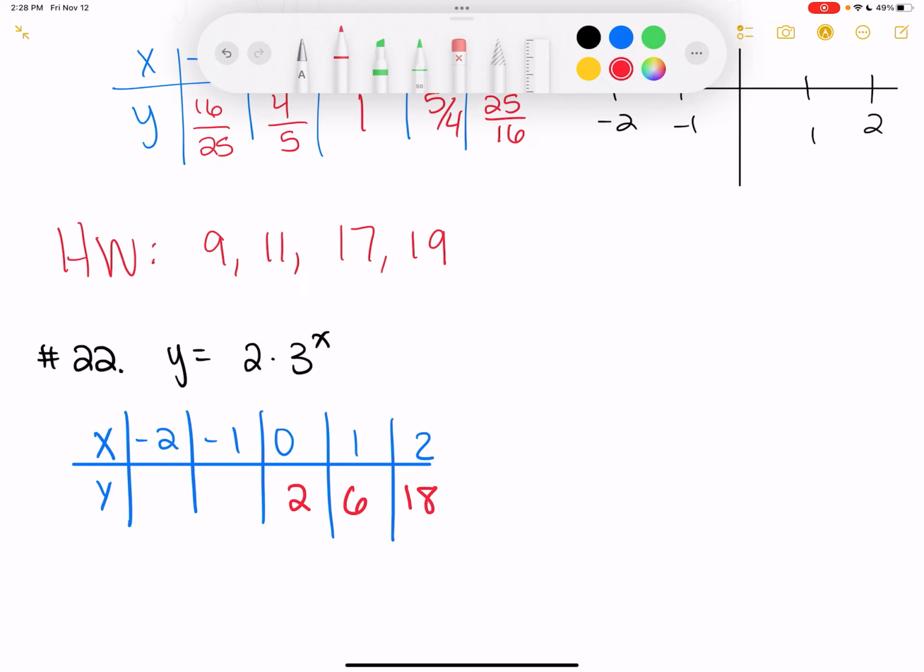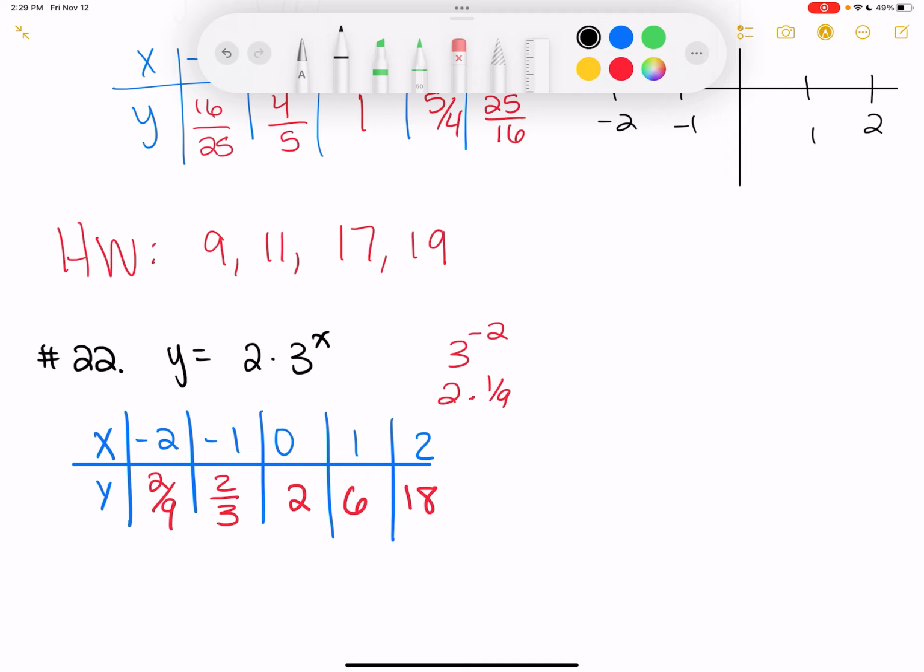So if I put in negative 1, what happens to the 3? Or, well, 3 to the negative 1 is what? 1/3. The negative exponent moves to the bottom, so it's now 1/3 times 2, which is equal to what? 2/3. Now if I put in negative 2, 3 to the negative 2 is just 1 over 9. Now times 2, so it's going to be 2 over 9.